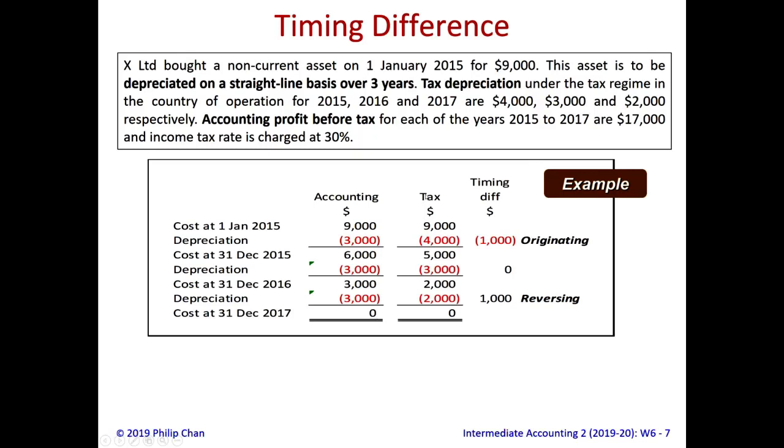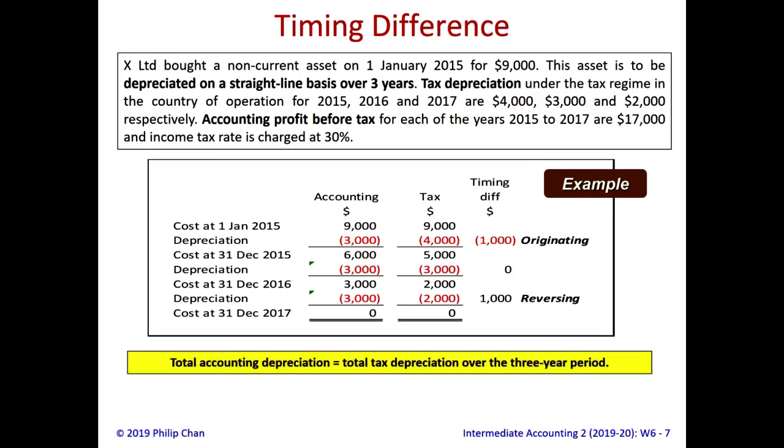And then from taxable profit point of view, the tax depreciation for the first year would be 4,000, second year 3,000, and third year 2,000. All right, now let's observe what happened. We know basically the total accounting depreciation, which means 3,000 times 3, 9,000, is equal to total tax depreciation over the 3 years. 4 plus 3 plus 2, they are also equal to 9.